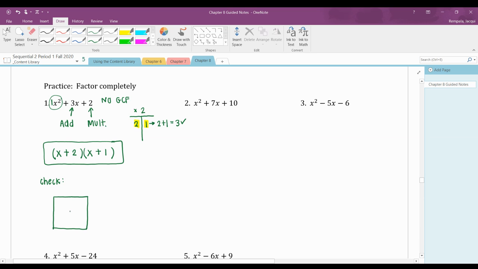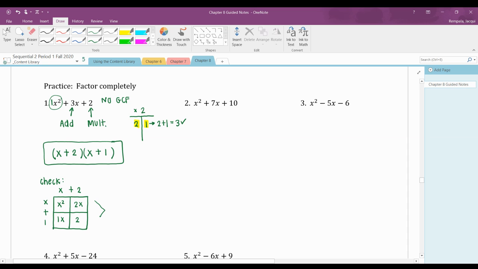That means that I want a 2 by 2 box. I always want my addition signs breaking them up. So we have an x plus 2 and we have an x plus 1. I want to see, does that get me back to the x squared plus 3x plus 2 that I originally started with? Well, x times x is going to give me x squared. x times 2 is 2x. 1 times x is 1x, and 1 times 2 is 2.